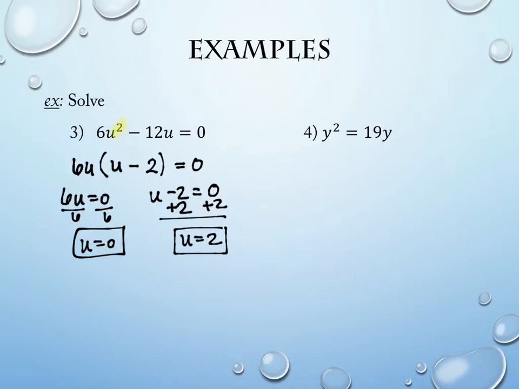So anytime you're dealing with an equation that's not linear, right? It doesn't just have y, it has now y squared. Polynomial equations. We need to have everything on the same side, and we need to factor. So our first step is going to be to move that 19y over with the y squared. So I will have y squared minus 19y equals 0.